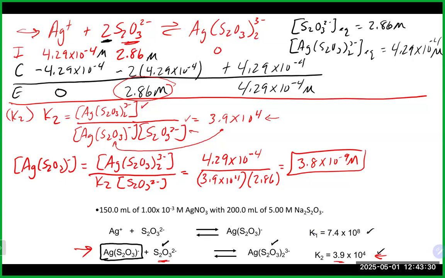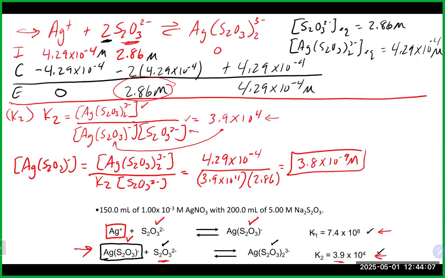So now that I used the second equilibrium to figure out this guy's concentration, I again have another option, but probably the simplest thing at this point, I now know this concentration. I still know this concentration. I could now use the first equation to figure out silver's concentration. So that is what I'm going to do next: use the first equilibrium expression and equation along with the first equilibrium's K value to figure out my silver.